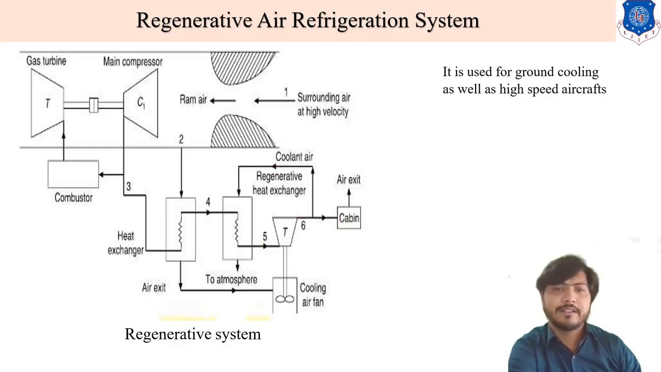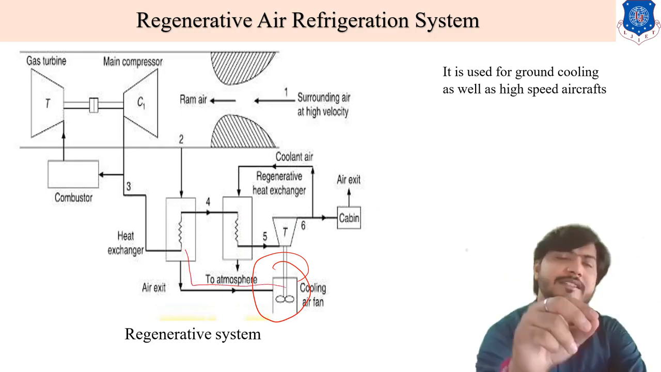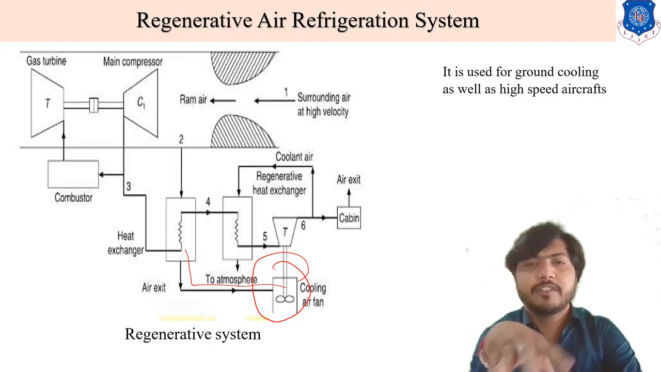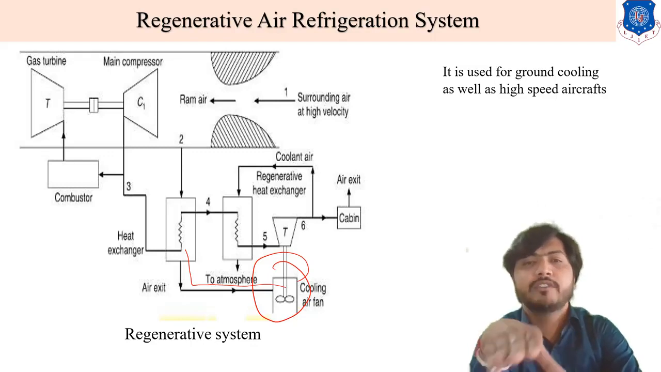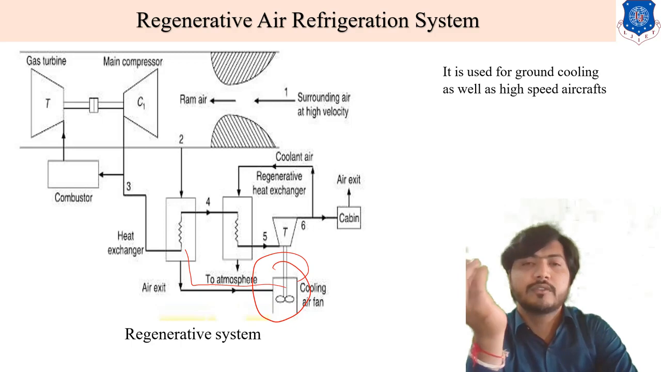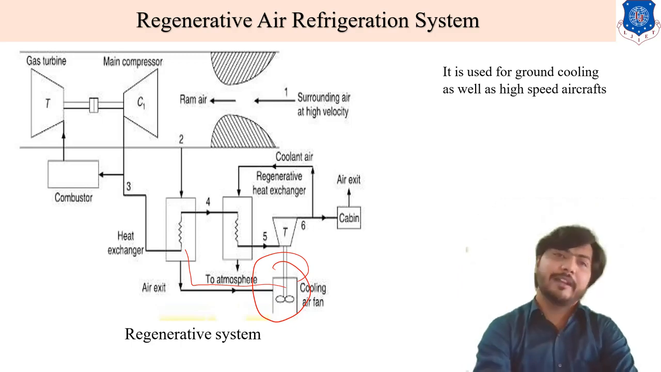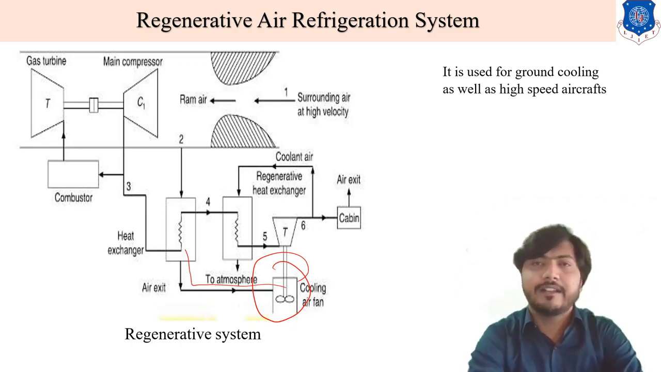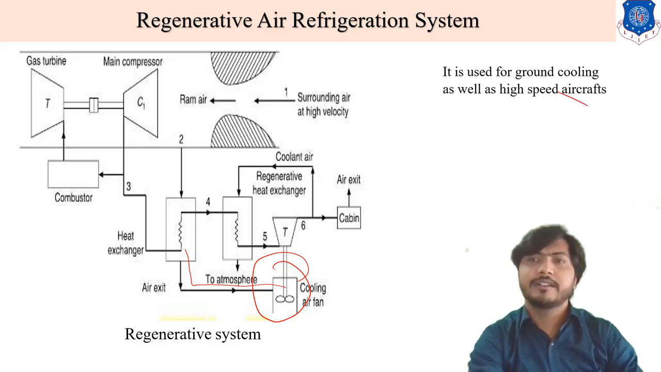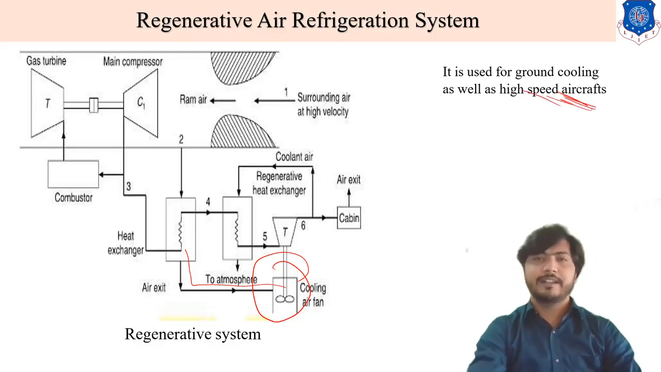This turbine is driven with the help of the cooling turbine, and this is our atmosphere. This cycle is the same as a simple air refrigeration system with an evaporator, but here in place of the evaporator we use a heat exchanger, and the fluid used to exchange heat is coolant air which comes out of the cooling turbine. This is the main difference. This regenerative air refrigeration system is used for ground cooling as well as high-speed aircraft. This is the main function: used in high-speed aircraft.